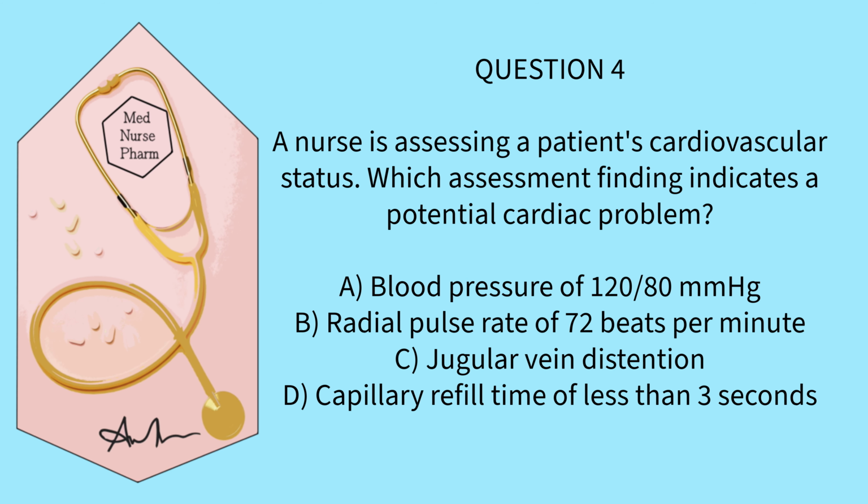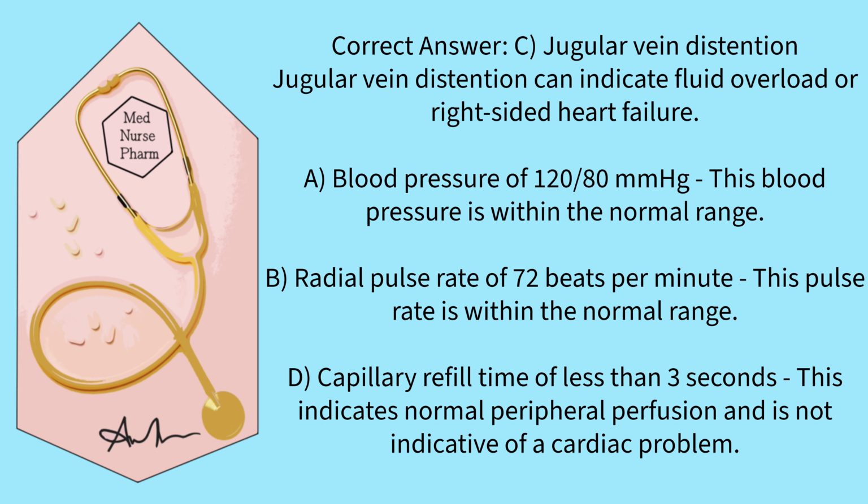Question 4. A nurse is assessing a patient's cardiovascular status. Which assessment finding indicates a potential cardiac problem? Blood pressure of 120 over 80, radial pulse rate of 72 beats per minute, jugular vein distension, capillary refill time of less than 3 seconds. Pause the video and select your answer. If you chose option C, you are correct. Jugular vein distension. Jugular vein distension can indicate fluid overload or right-sided heart failure.